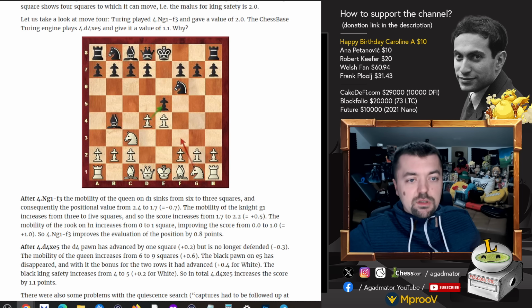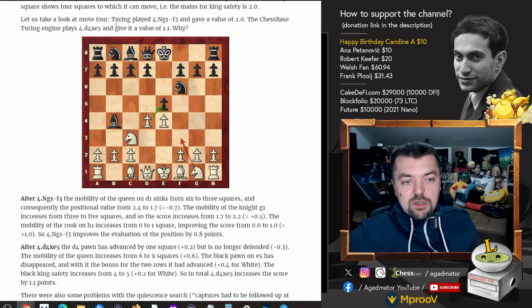Incidentally, the move d2 to d4, one of the most popular in tournament chess, was certainly calculated by Turing, who must have seen that it is clearly worse. Putting a queen on the king square shows 4 squares to which it can move. The malus for king safety is 2.0.